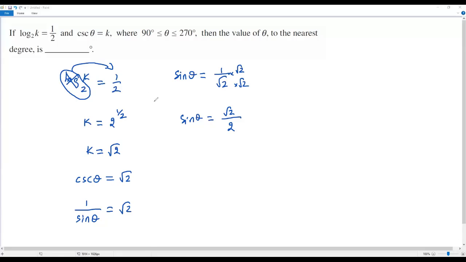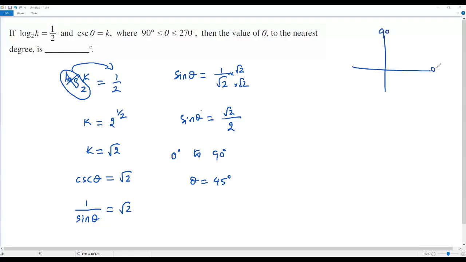From the trigonometric ratio table or unit circle, for what angle measure of theta from 0 to 90 degrees? Here I have a question: the question says 90 to 270, but we can do that later. Initially we have to find the angle measure in the first quadrant, from 0 to 90 degrees. For what angle measure of theta is the value of sine the square root of 2 over 2? From the trigonometric ratio table or unit circle, we get theta equal to pi over 4, or I mean 45 degrees. Now I have an angle measure in the first quadrant, 45 degrees.